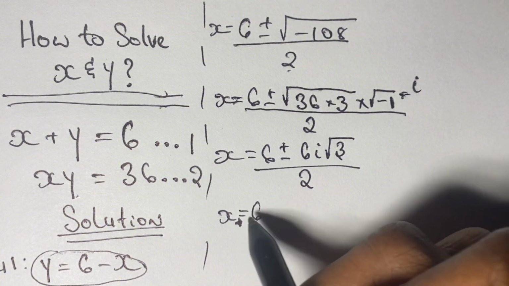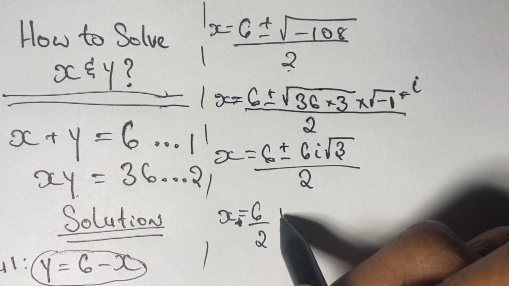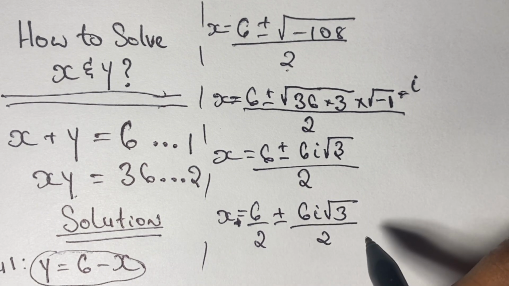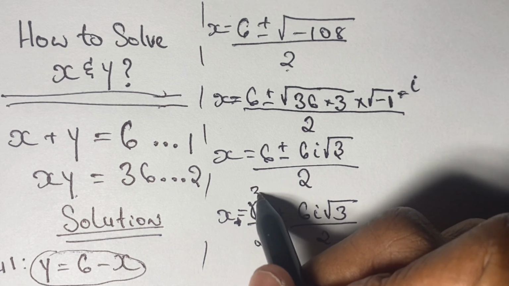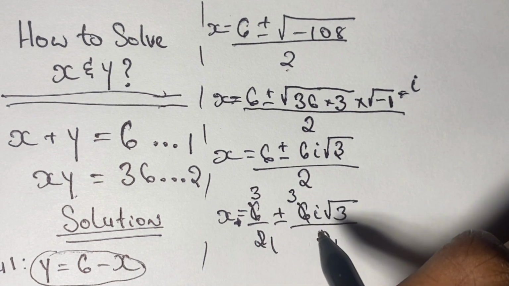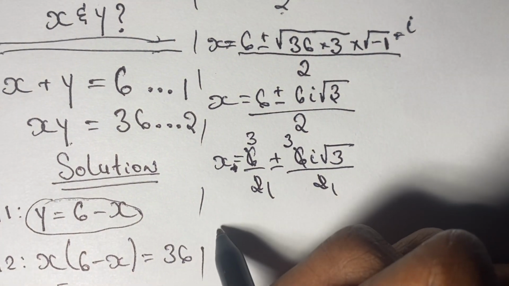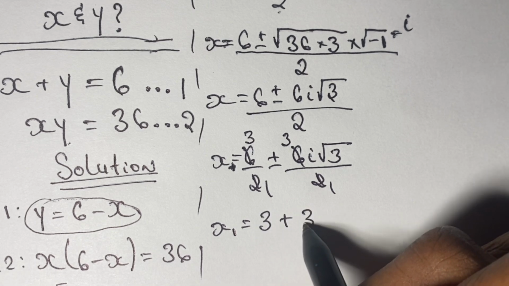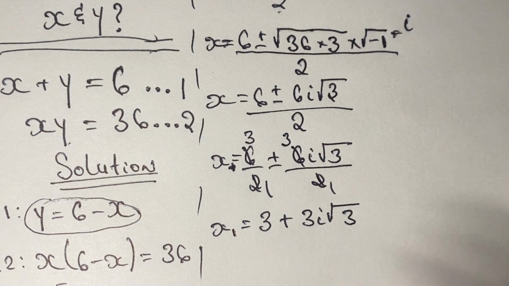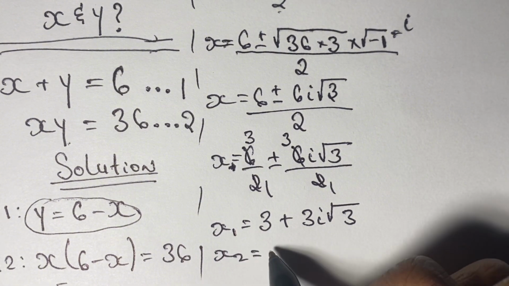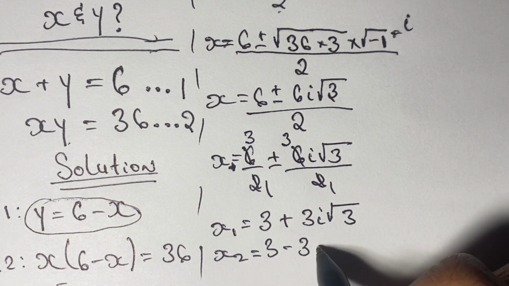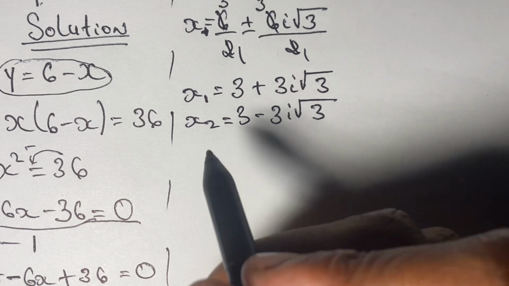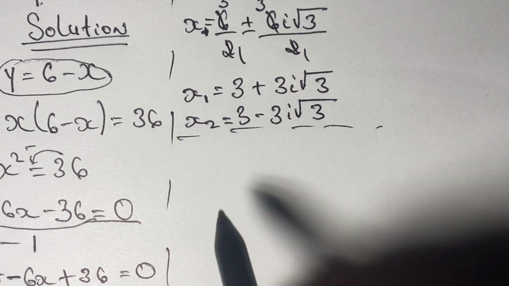Now we can simplify our value of x a bit further. Since it's all over 2, we could have 6 over 2 plus or minus 6i times square root 3 over 2, just the same. And then we do the same here. So therefore, for our first solution of x, we have x is equal to 3 plus 3 times i times the square root of 3. And for our second solution of x, we have x is equal to 3 minus 3 times i times the root of 3. So these are our solutions of x, and now it's time to find our solutions for y.